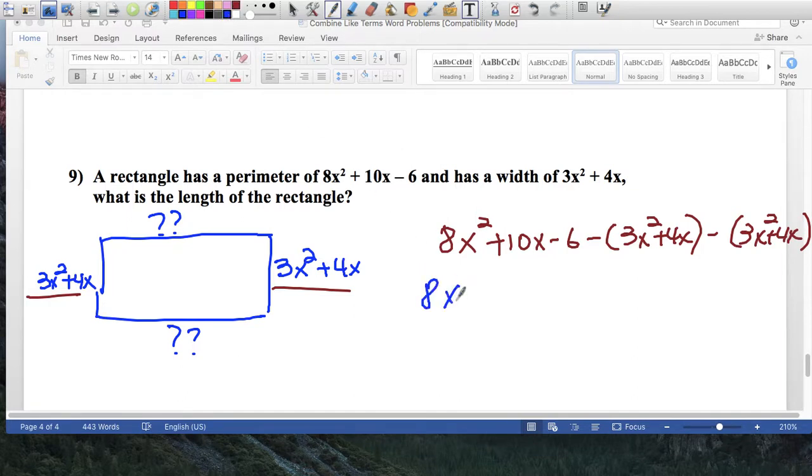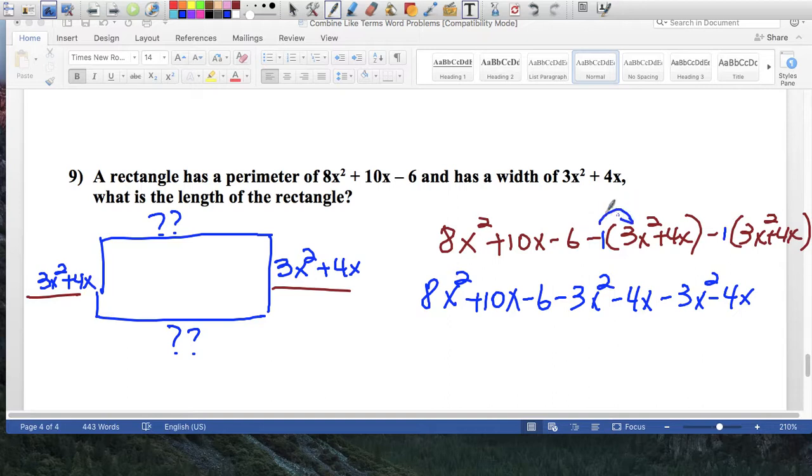So it's 8x squared plus 10x minus 6. And then remember, because of that subtraction sign, when removing the parentheses, all the terms inside come out opposite. So that positive 3x squared becomes minus 3x squared. Plus 4x becomes minus 4x. And likewise, same thing here. If you want, put a 1 over here, put a 1 over here, and do the distributive property, you understand that it's a negative times a positive, which is a negative, and a negative times a positive, which is also a negative. And that's why they come out the opposite.